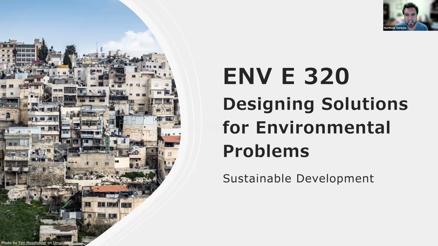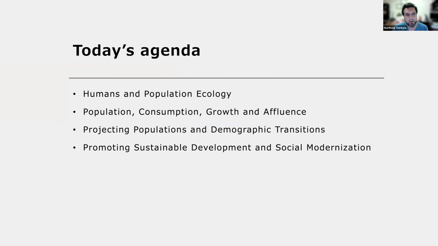Okay, the topic for today's lecture is sustainable development and human populations. We're going to talk about humans and population ecology, learn about population consumption, growth, and affluence, and learn how to apply an equation to project population growth. We'll also talk about demographic transitions. And then finally, we'll talk about sustainable development and social modernization.